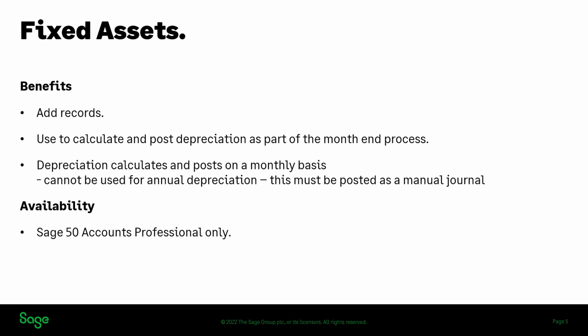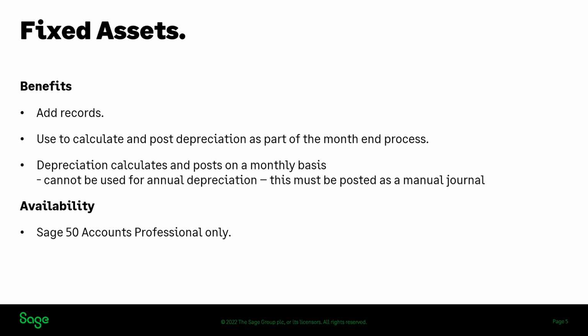Now the depreciation that calculates within the fixed asset ledger and posts as part of that month end is actually calculated on a monthly basis. The fixed assets ledger cannot be used for annual depreciation. If you do it on a monthly basis, it will still add up to the equivalent of your annual depreciation, but it will calculate and process it on a monthly basis. If you need to do annual depreciation, it must be posted as a manual journal, and we'll touch on that towards the end of the session.